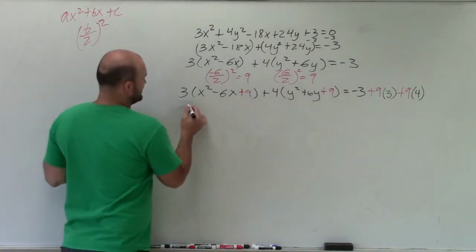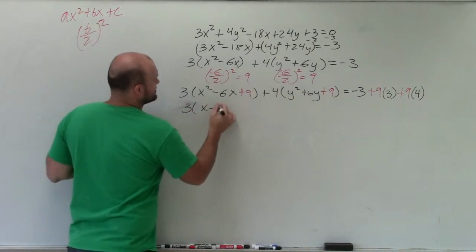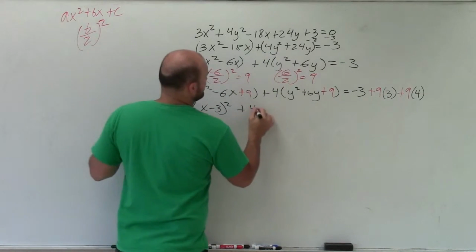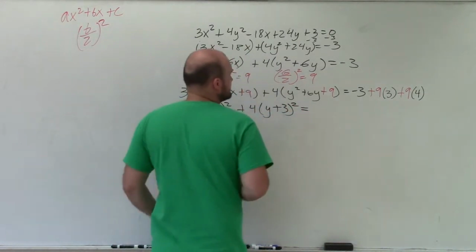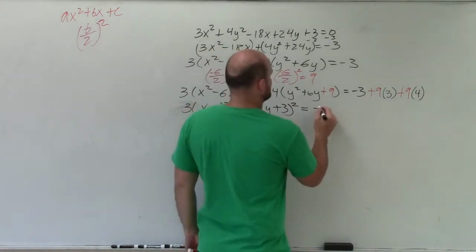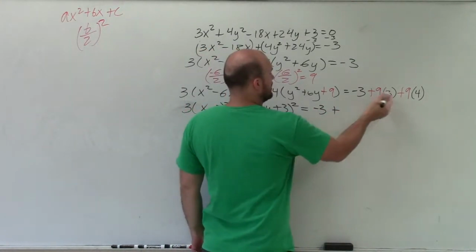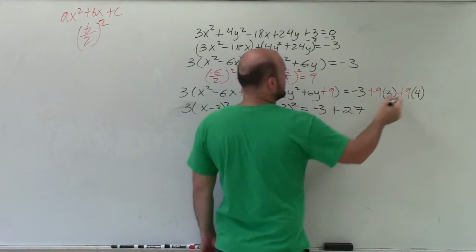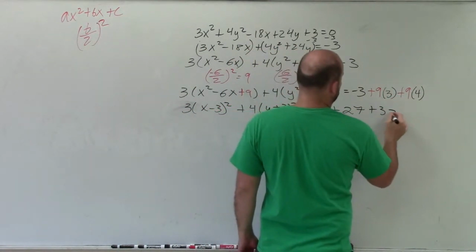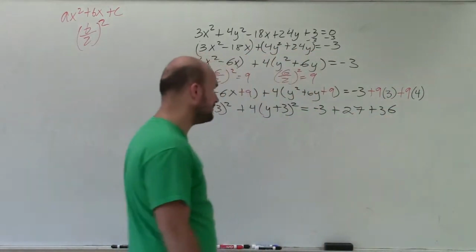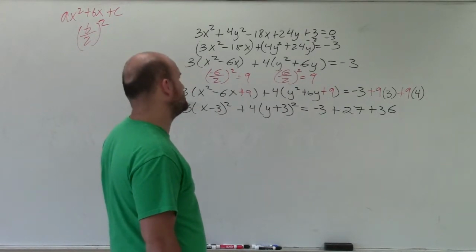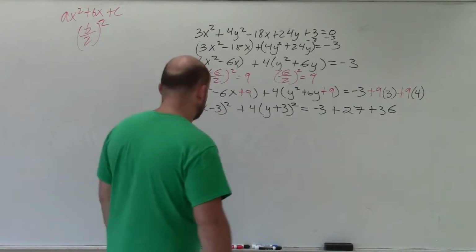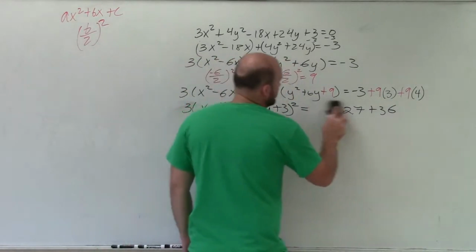All right, so by factoring this down, I get 3 times x minus 3 squared plus 4 times y plus 3 squared equals, now I just need to combine these, so really it's negative 3 plus 27 plus 36. So that's going to be 24, 60. Okay? So when I add these all up, I get 60.